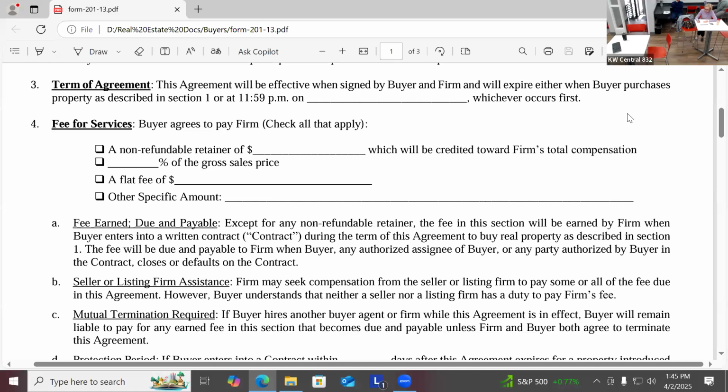And then other specific amount. There are some agents that, within their business model, charge a $395 transaction fee to the client. That's where that would show up, other specific amount: $395 transaction fee paid to Keller Williams.